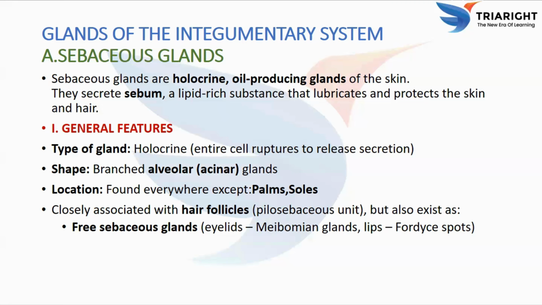They exist independently. So what are the examples of free sebaceous glands? Eyelids, which have meibomian glands; these help to prevent evaporation of tears. And the other example is lips, where Fordyce spots are present. These are visible yellowish spots in some people, a normal variation. So why are sebaceous glands important? Because they lubricate skin and hair, they play a role in antimicrobial action, and they also play a role in water repelling.